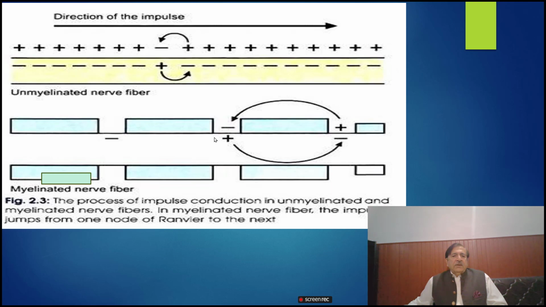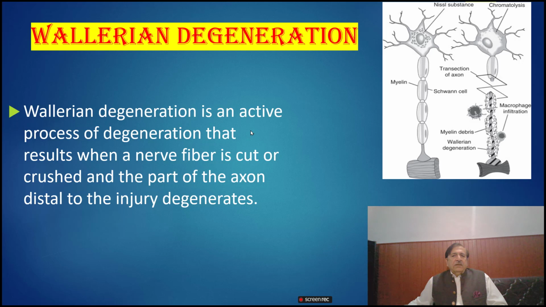and in myelinated nerve fiber, the current jumps from one node of Ranvier to the other node of Ranvier, or unmyelinated area which is not covered by the myelin sheath, and this large area is bypassed by the action potential. So the propagation of action potential in myelinated nerve fiber is greater than in the unmyelinated nerve fiber.